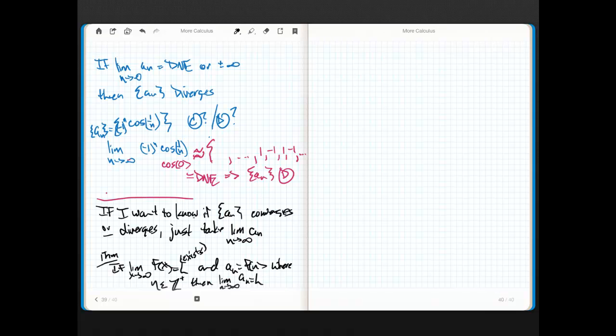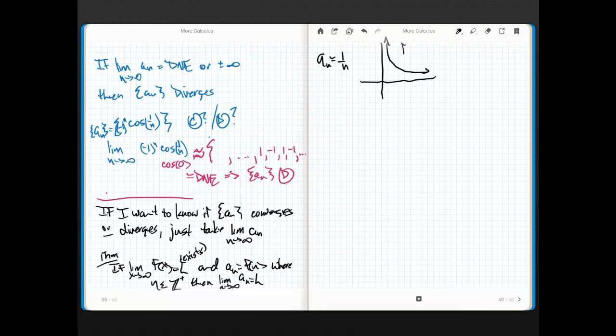They both get there. Let's go back to our 1 over n. Remember, a sub n equals 1 over n. Remember when I grabbed that guy? Well, what are we really doing? This is f of x equals 1 over x, and all I'm doing is I've got x equals 1, I got x equals 2, I got x equals 3, and what am I doing?